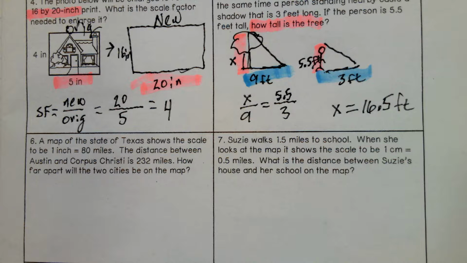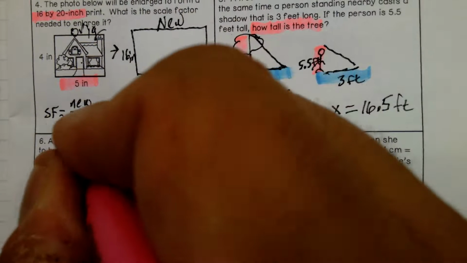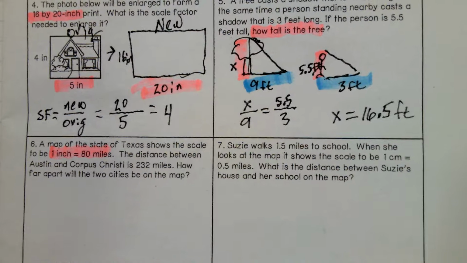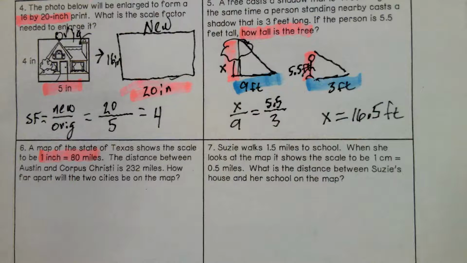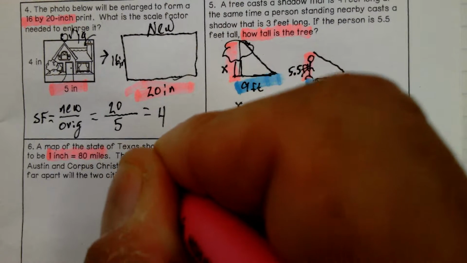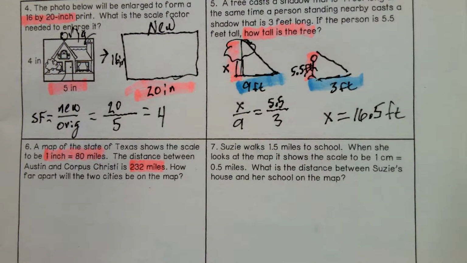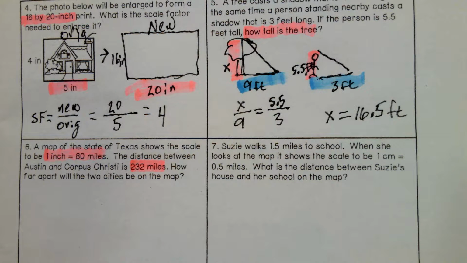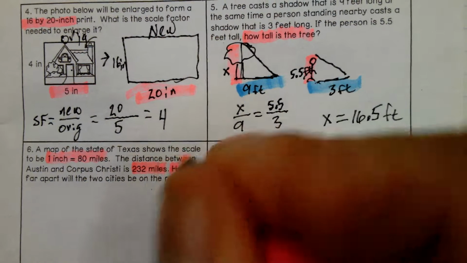The next one says a map of the state of Texas shows the scale to be 1 inch equals 80 miles. The distance between Austin and Corpus Christi, ooh, I have done that trip, is 232 miles. How far apart will the two cities be on the map?